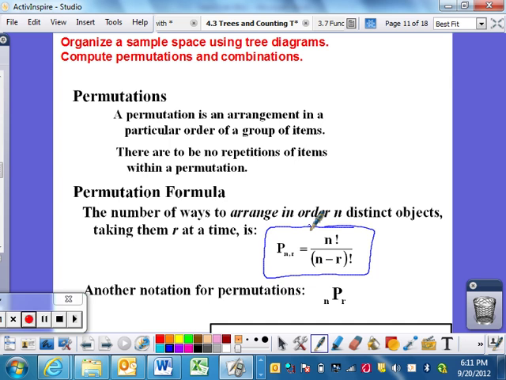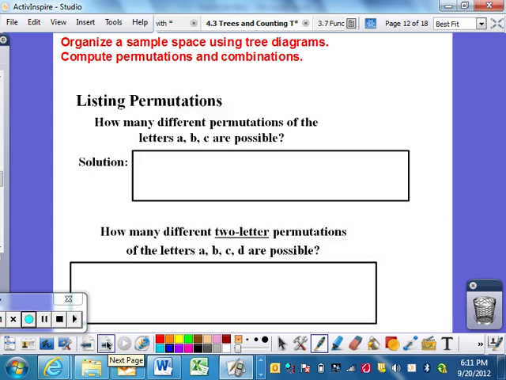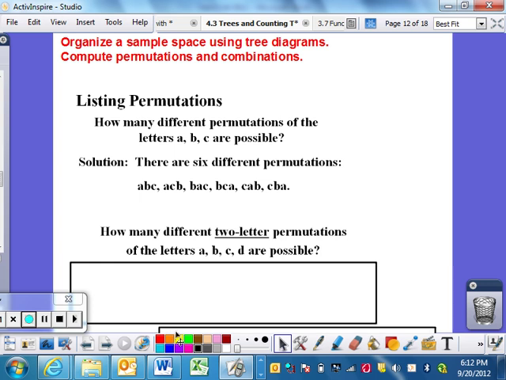Another notation would be n permute r. I've also seen it written as nPr. So anyway, it means all the same thing. So what does this consist of? Permutations means, here's a quick example. How many permutations of the letters A, B, and C are possible? How many different ways can you order A, B, and C without repeating? There are 6 ways. ABC, ACB, and so on down the line. You can read them. None of those repeat. None of them are the same.